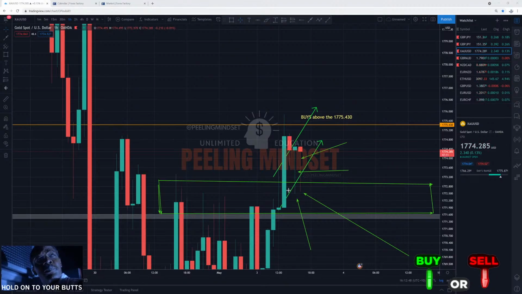So if it's behaving in the channel and it's rejecting that side, we have to see price breaking this level, 1775, 430, and further move up. So we're gonna wait and see what happens.